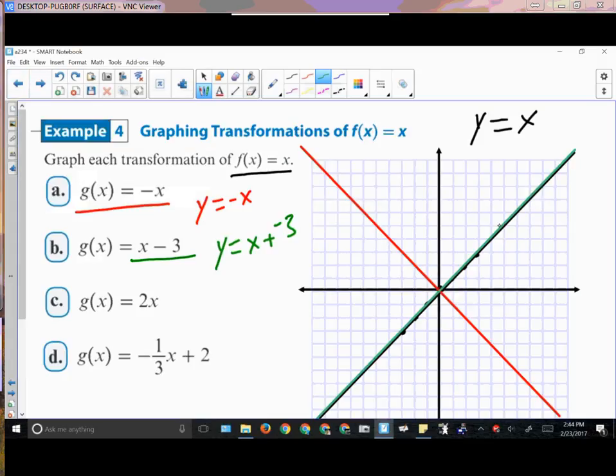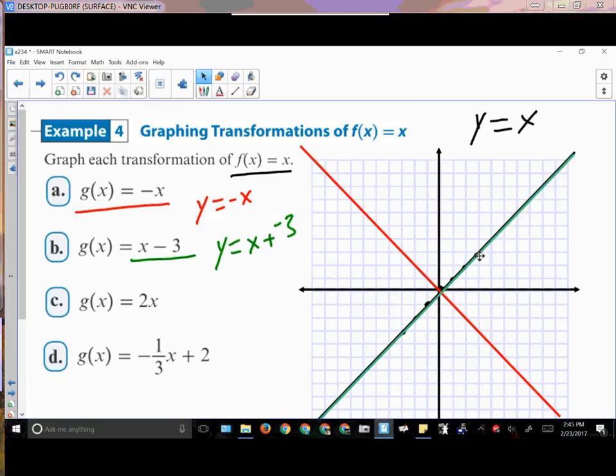So for this one, I would simply take this and move it down. How far? 1, 2, 3. So now I know that the green line is going to have to go down 3 places over.